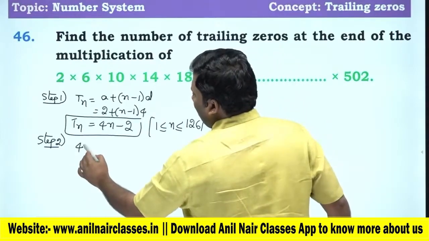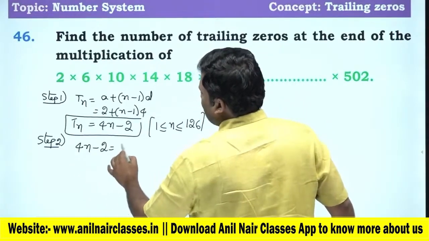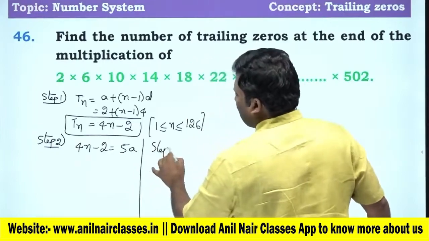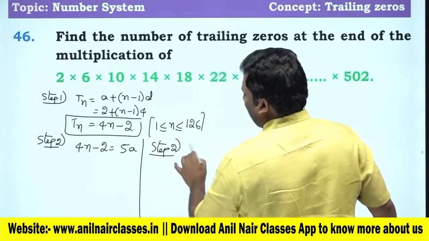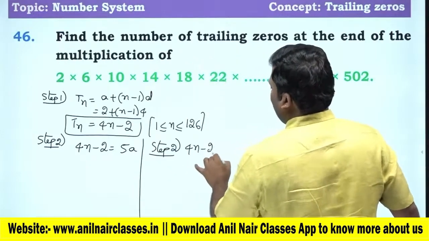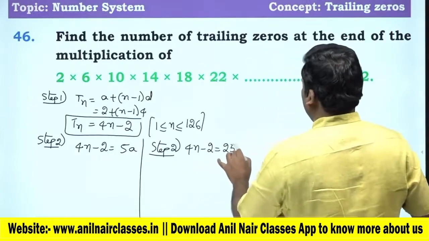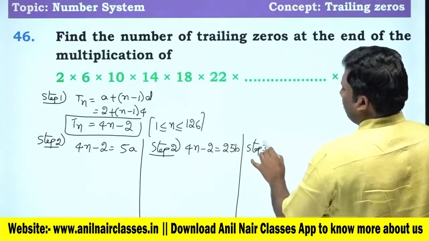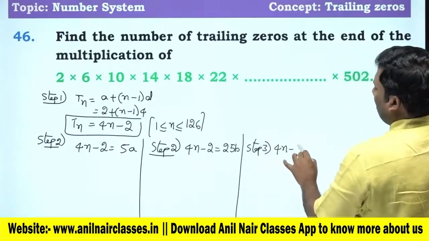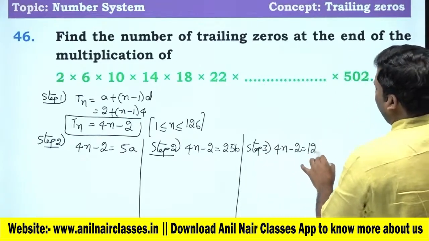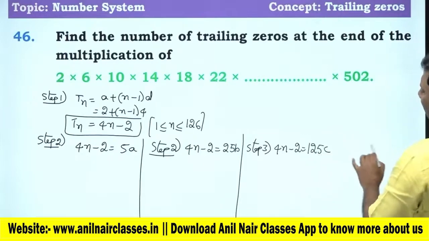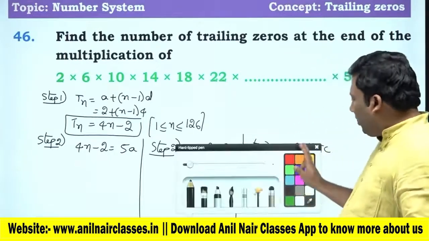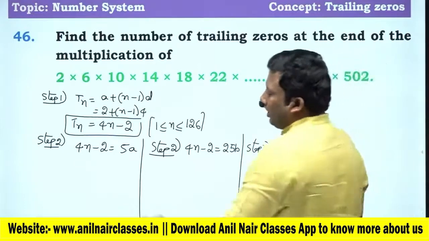Step 2. 4n minus 2 is equivalent to 5a. I am sure you can solve this equation the same way. Step number 2. 4n minus 2 is equivalent to 25b. Step number 3. 4n minus 2 is equivalent to 125c. 625 we cannot take. Three problems, same model, so that it will be clear to you.